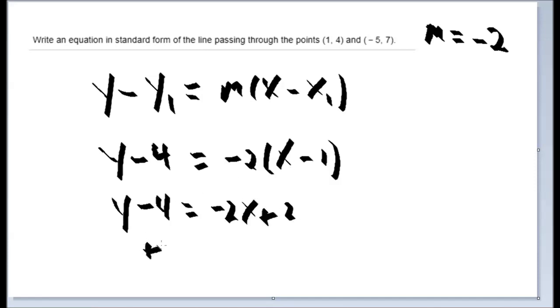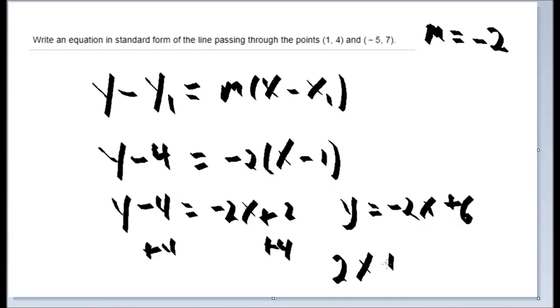And then we want to add 4 to both sides here, 4 plus 4. So you get y is equal to negative 2x plus 6. And then if we move that negative 2x back over, we have 2x plus y is equal to 6. And that's the standard form of the equation that's going through those 2 points.